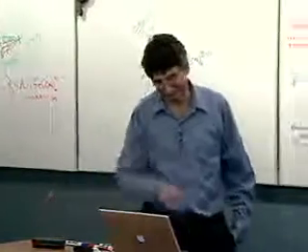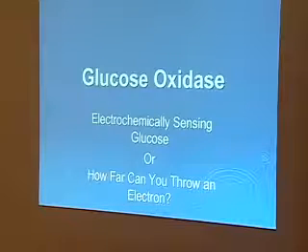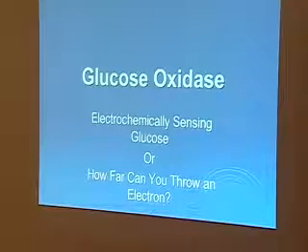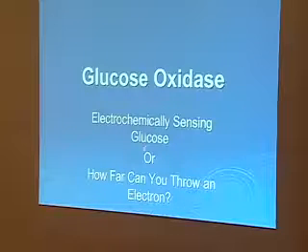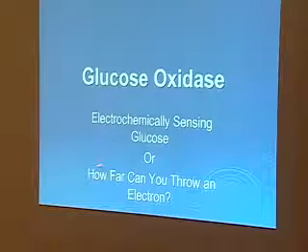Thank you. So, oxidation via glucose oxidase. It's sort of a requirement if you want to be an electrochemist. You have to do this. And so there's a nice protein study, and I thought I'd show you what we can do there. Actually, we really weren't trying to make a sensor, although we did. Not a bad one either. But the question we were asking really is, how far can you throw an electron?